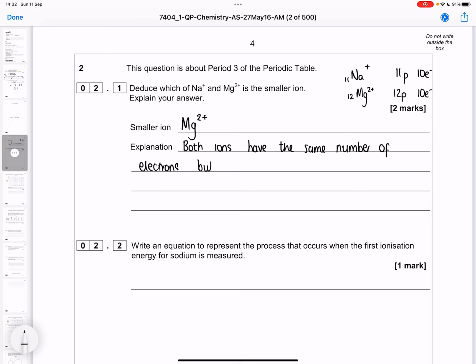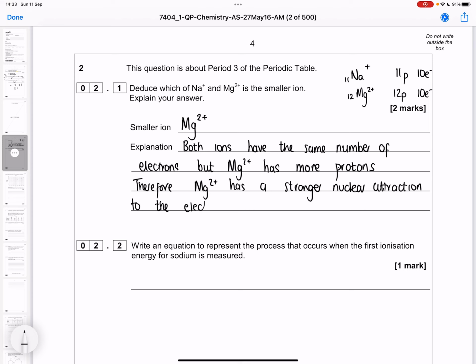But Mg2+ has more protons. What does that mean? Mg2+ has a stronger nuclear attraction to the electrons.